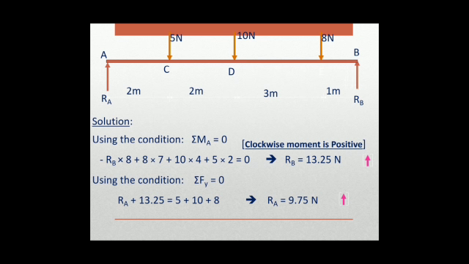Now use the second condition of equilibrium. Summation of Fy is equal to 0, in which the upward force is considered as positive and downward force is considered as negative. So, RA plus 13.25 is equal to 5 plus 10 plus 8. So, RA is equal to 9.75 Newton.